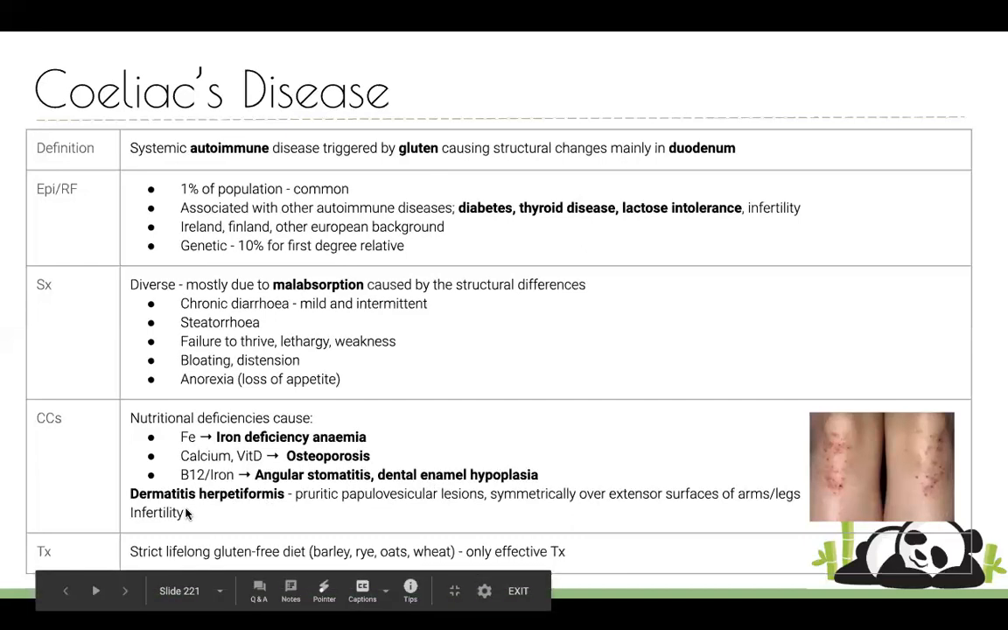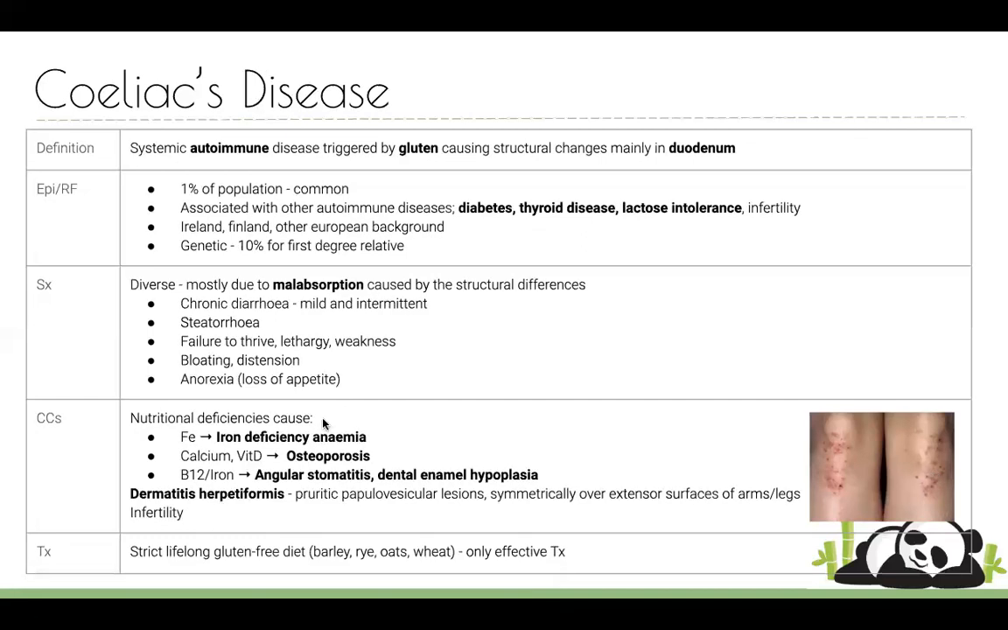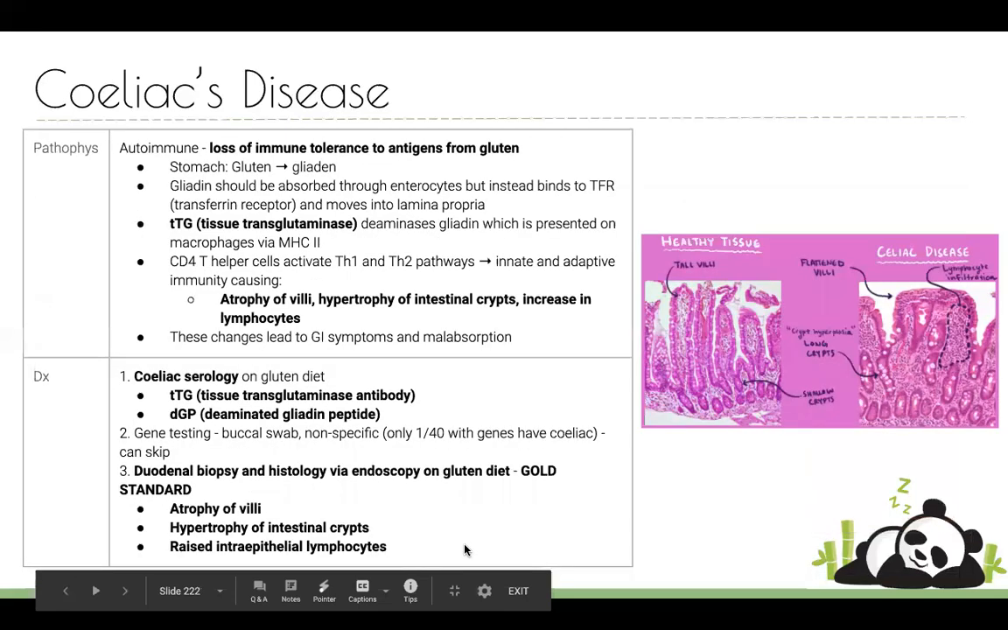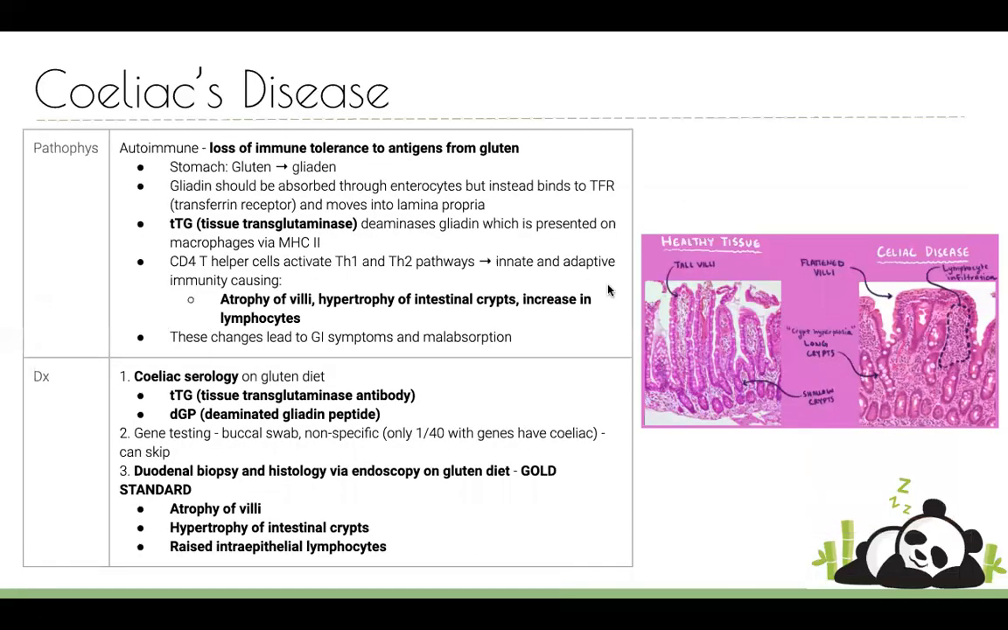You also see dermatitis herpetiformis. So these are little lesions, usually over the extensor surfaces of arms and legs, and it's also related to infertility. So the treatment is actually a strict lifelong gluten-free diet. We don't have any drugs for it. There's nothing that we can give to them. So how does this happen? Essentially, it's a loss of immune tolerance to antigens from gluten.